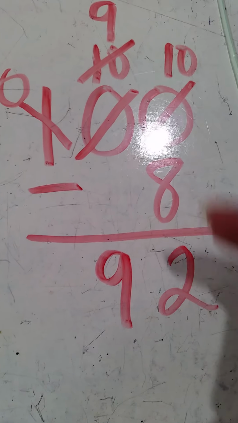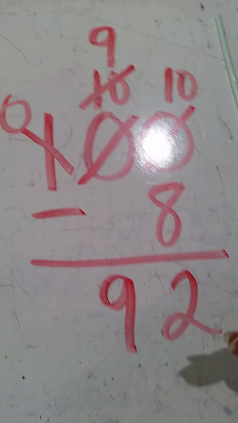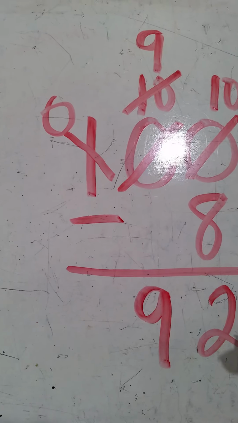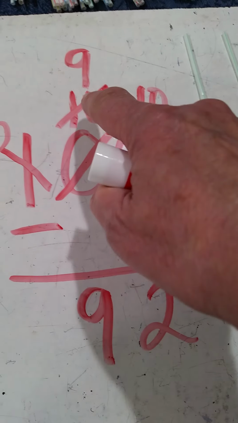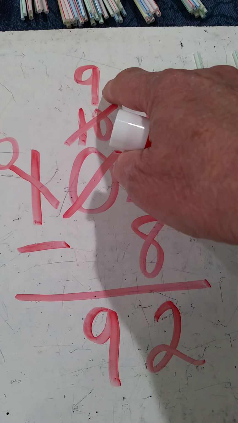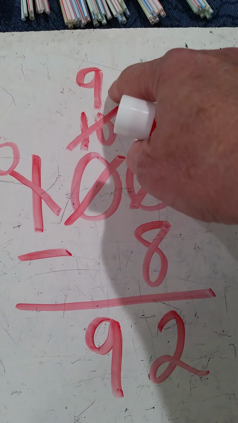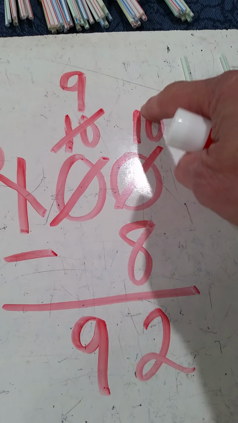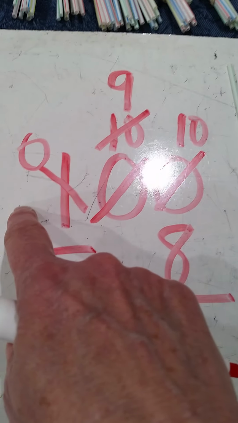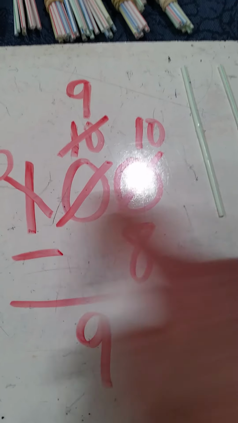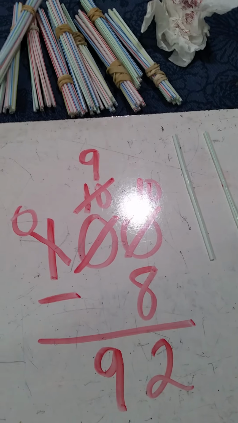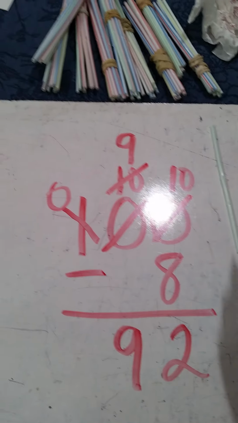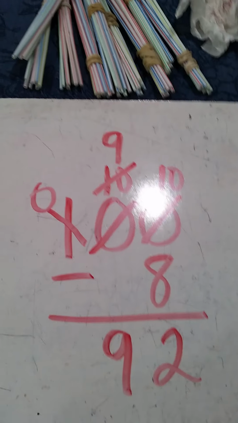Now, if I add to check, I can see if I'm right. 2 plus 8 is 10, and 9 plus nothing else is 9. Now, 9 tens plus one more 10 is going to equal my 10 tens, or 100 ones, that I started with. Okay? Hope this helps, and we'll do another one.